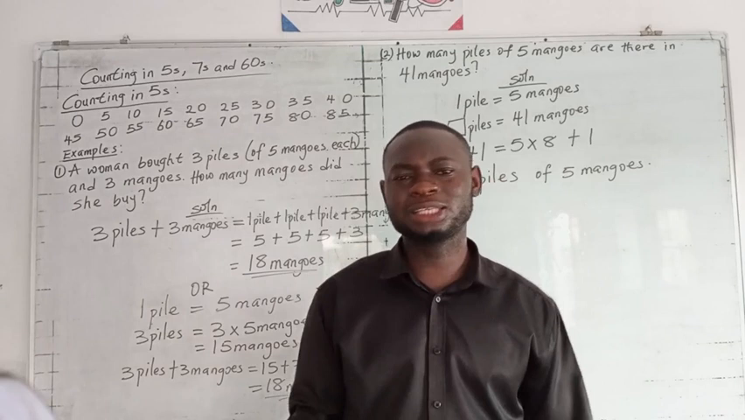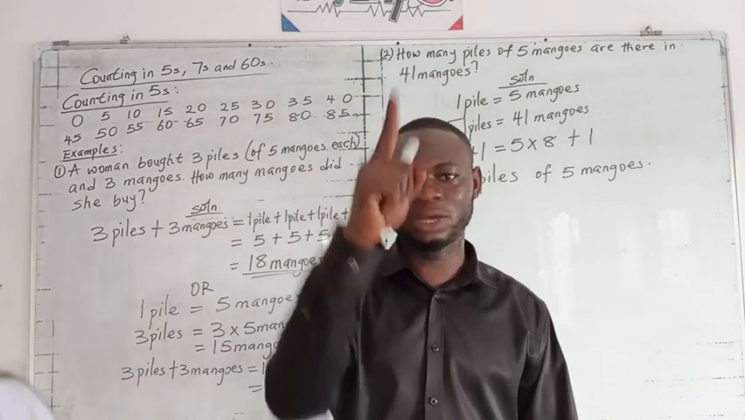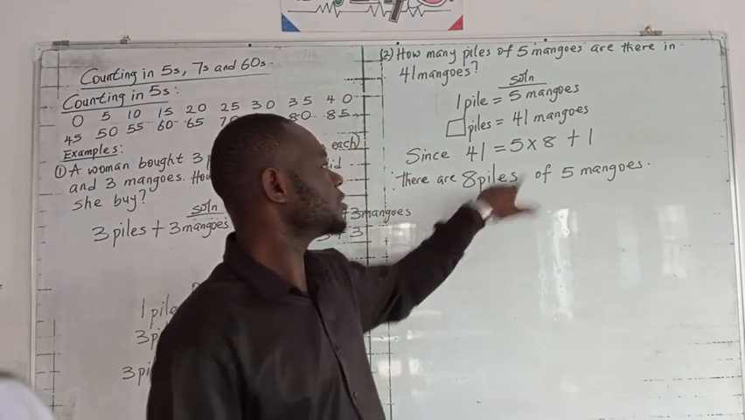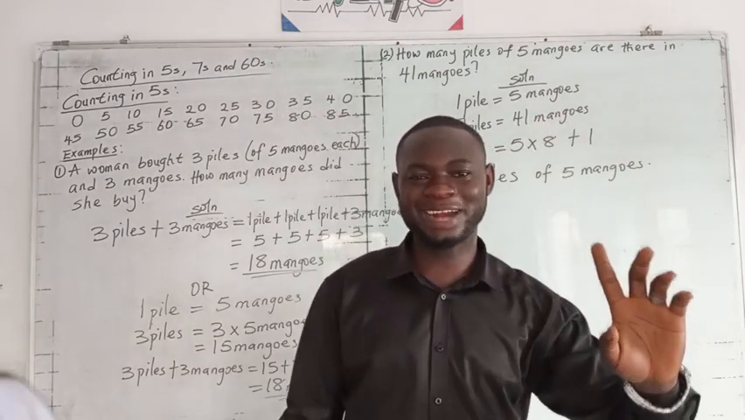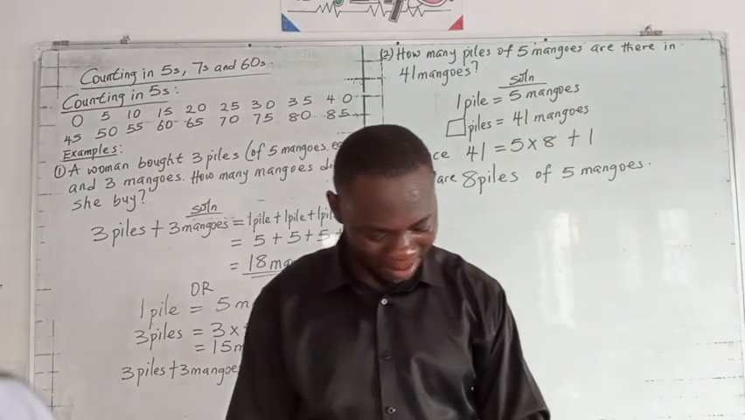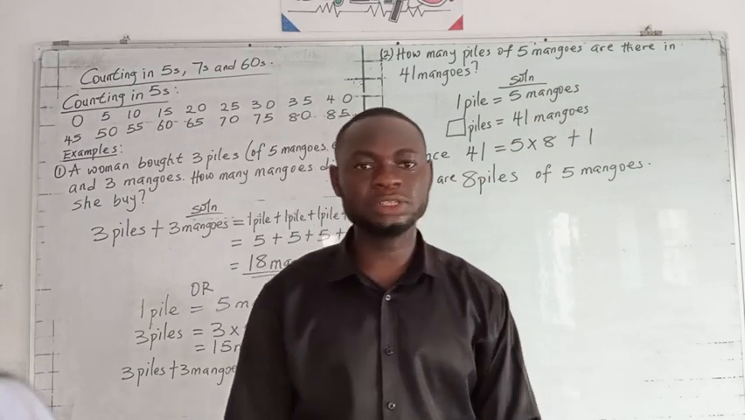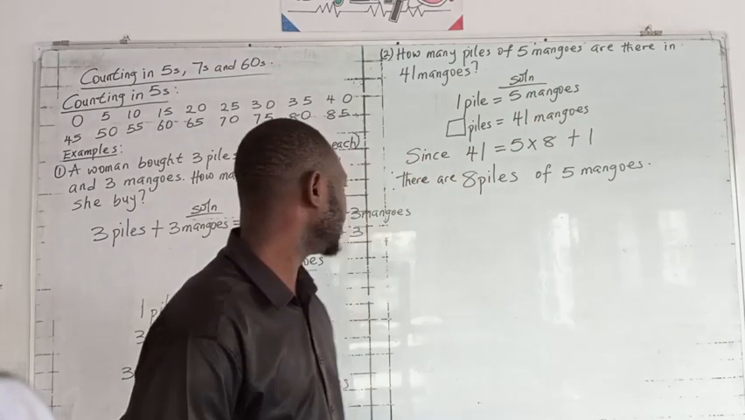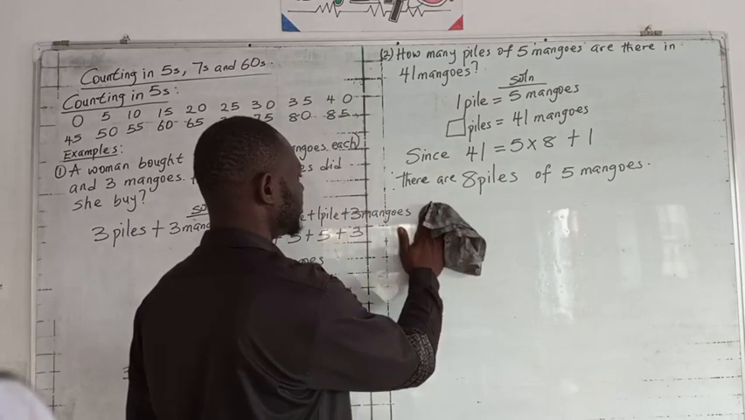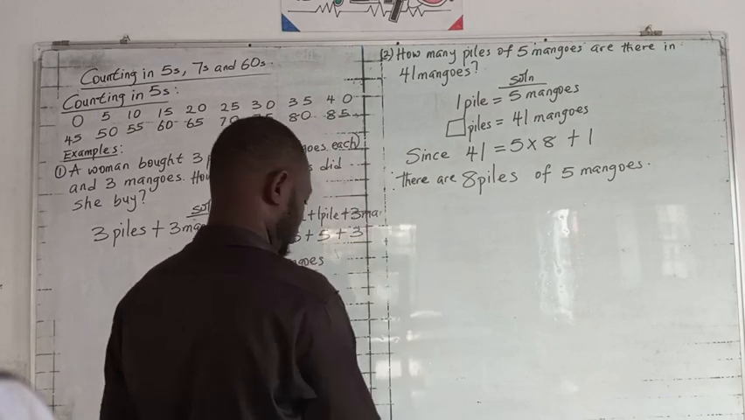Are you seeing it? We asked ourselves, how many 5s are in 41? And there are 8 5s and 1. So in total, we have 8 piles, 1 mango. Right? Okay. Now, having said that about counting in 5s, let's look at counting in 7. All right?